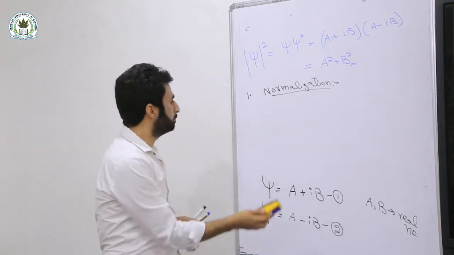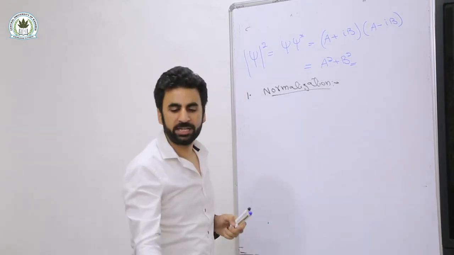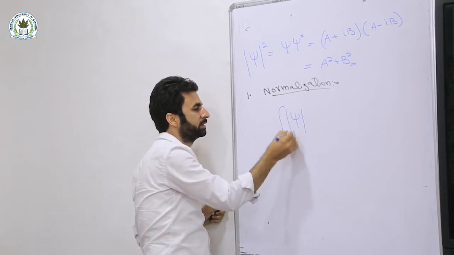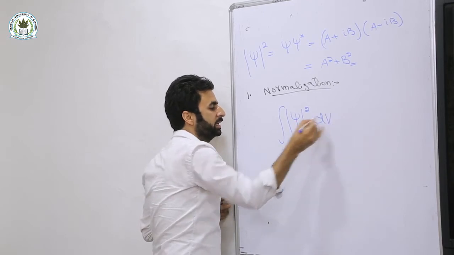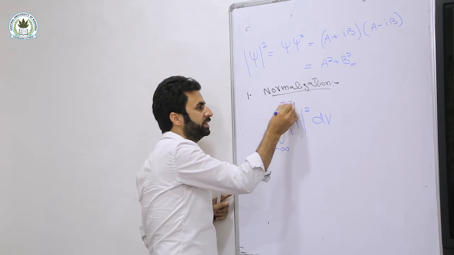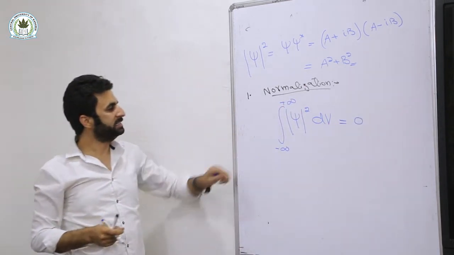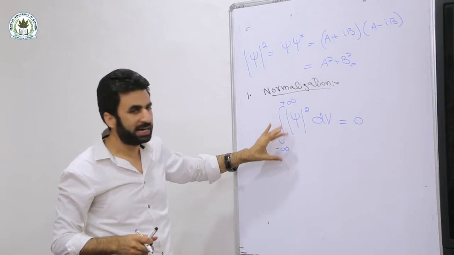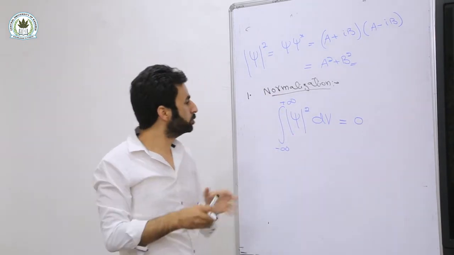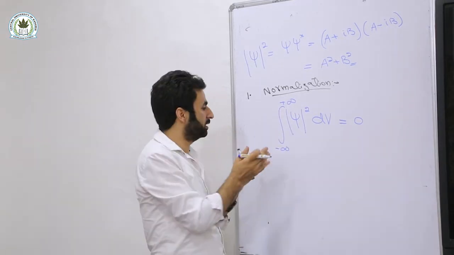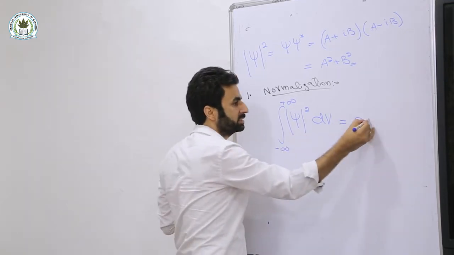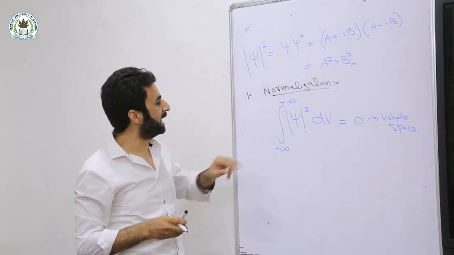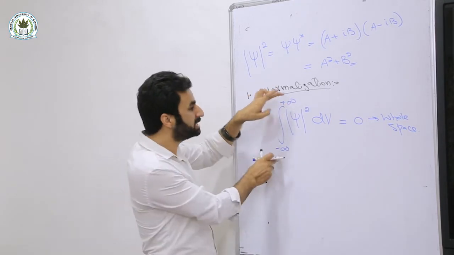Since we discussed that psi square gives us the probability of finding a particle, suppose we have the integral of psi square with respect to volume, within the limits minus infinity to plus infinity, and this is equal to 0. What does this physically signify? Minus infinity to plus infinity means we are integrating over whole space. Whole space means it essentially signifies that the probability of finding the particle in whole space is 0.